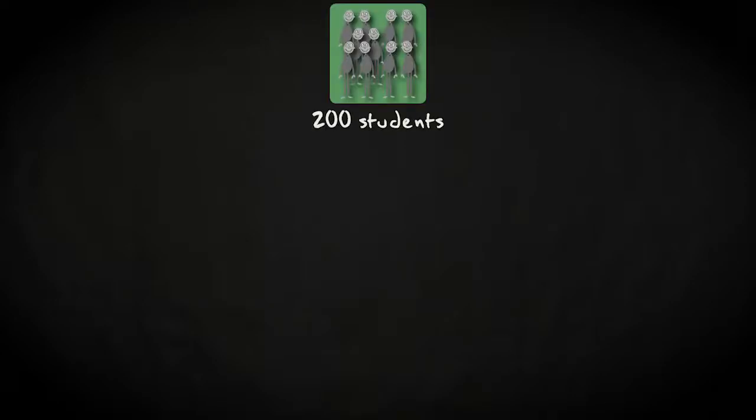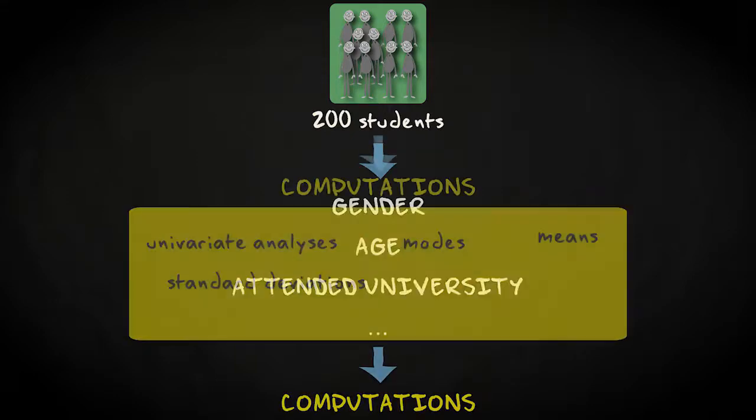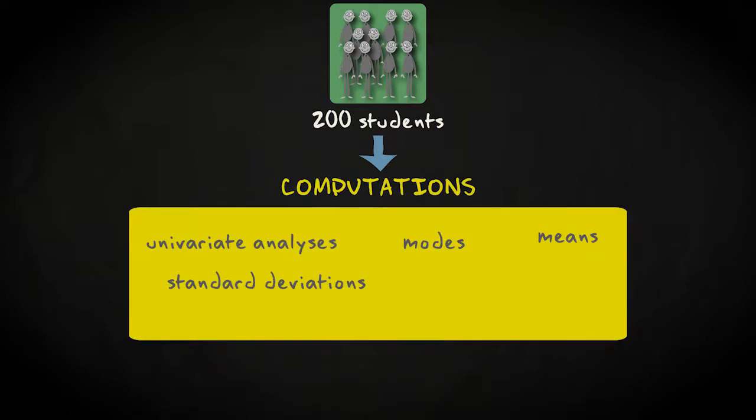If you have selected a sample of 200 respondents from a population of about 300,000 students, which is the total number of students in London, you basically focus on a subset of your population. If you measure a couple of variables, like gender, age, attended university, etc., you can do all kinds of computations. You can do univariate analysis and compute modes, means and standard deviations. You could also do bivariate analyses and compute Pearson-R correlation coefficients or do regression analyses.